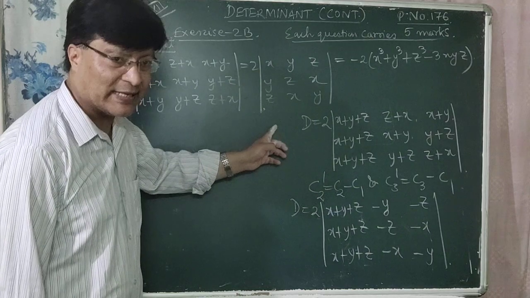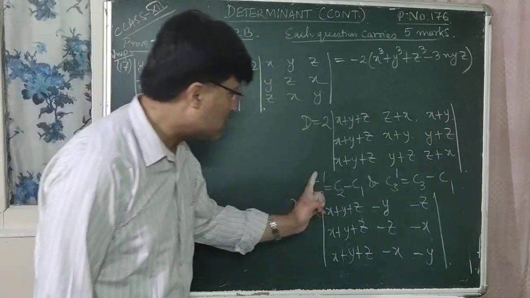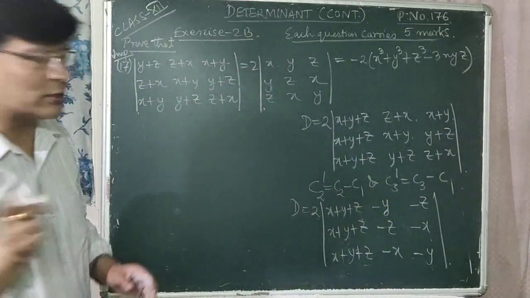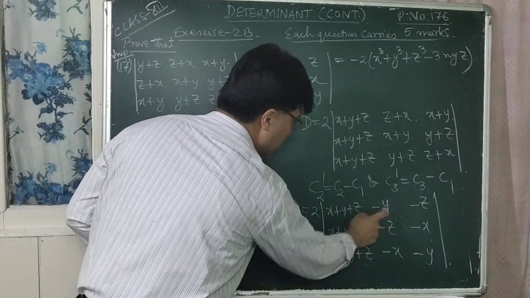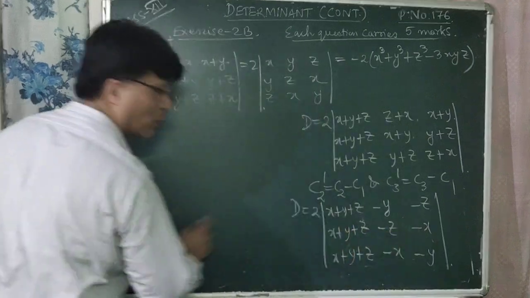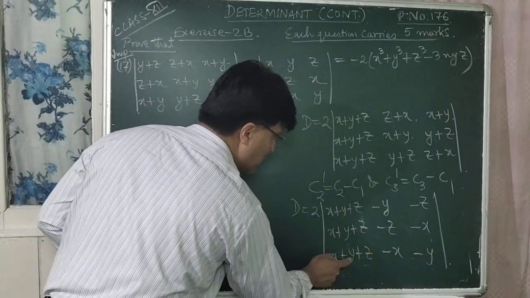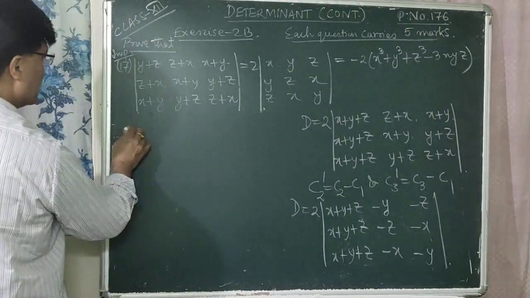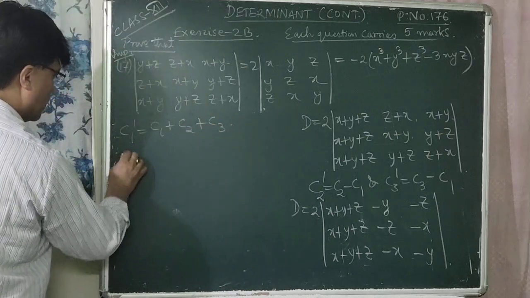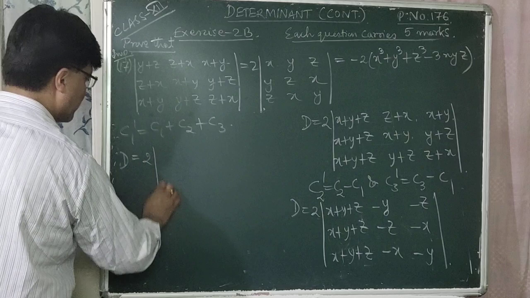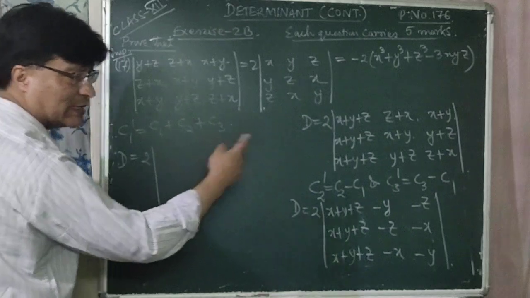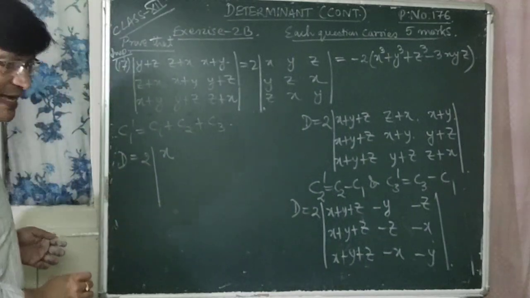Because there are x, y, z. So what will you do here is C1 dash is equal to C1 plus C2 plus C3. If you do C1 dash is equal to C1 plus C2 plus C3, then look at the blackboard. Y gets cancelled, z gets cancelled, you will get only x. Here also z gets cancelled, x cancelled, you get only y. Here x and y get cancelled, you will get only z. What is D equal to now? 2. Now let's do C1 plus C2 plus C3, this plus this plus this. Y and z will be cancelled. So only x is there.